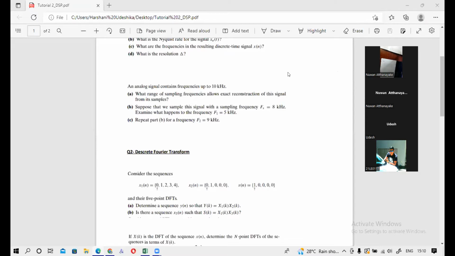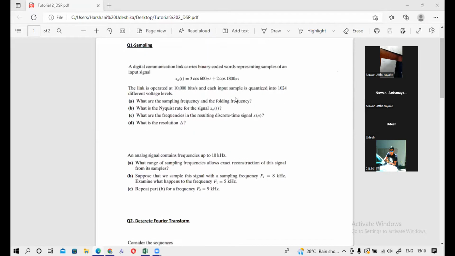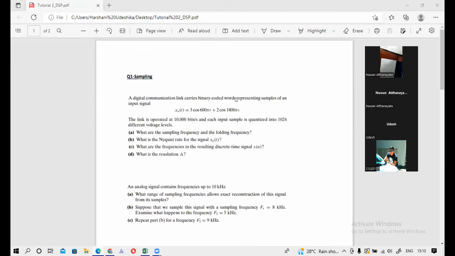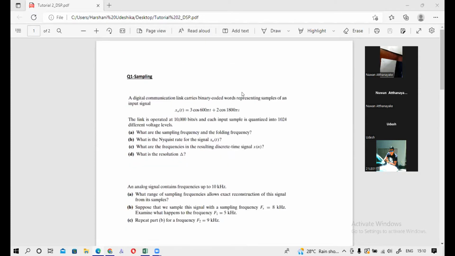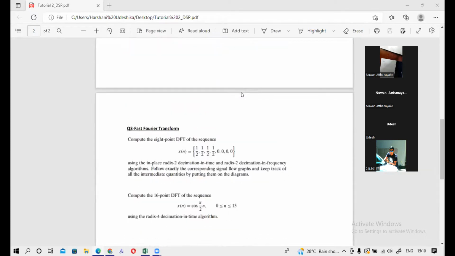Okay. Now I have shared the paper. Now this is the tut we have. I have uploaded this to the LMS. If you visit it, you can download the paper. So there are 4 questions.